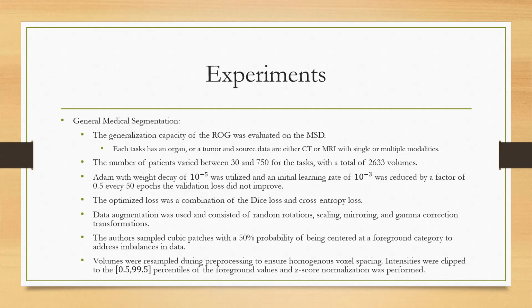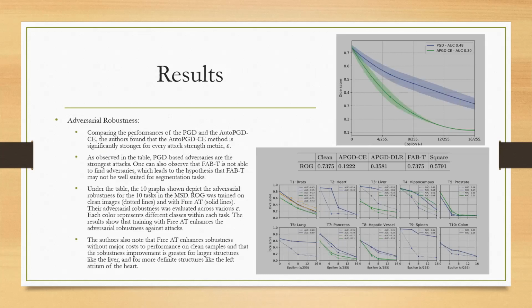Their initial learning rate was 10 to the negative 3rd power, and for every 50 epochs of no improvement in the monitored validation loss, they reduced the learning rate by a factor of 1/2. Their optimization loss function was a combination of dice loss and cross entropy loss. Finally, they state that they use data augmentation, which consisted of random rotation, scaling, mirroring, and other transformations. And in order to handle data imbalances, they state that they sampled cubic patches with a 50% chance of being centered at a foreground category.